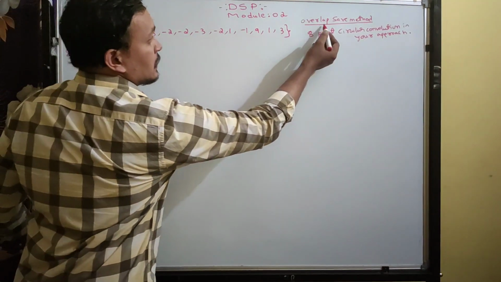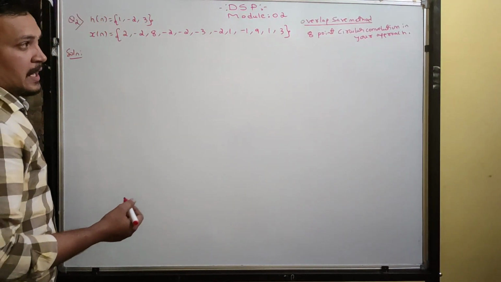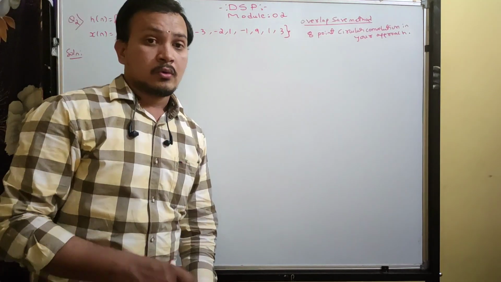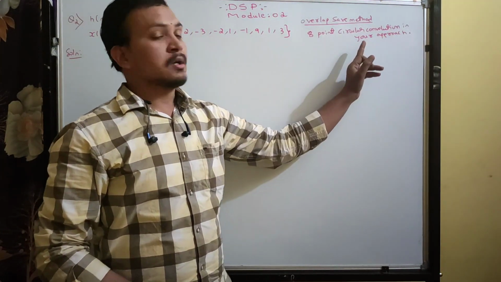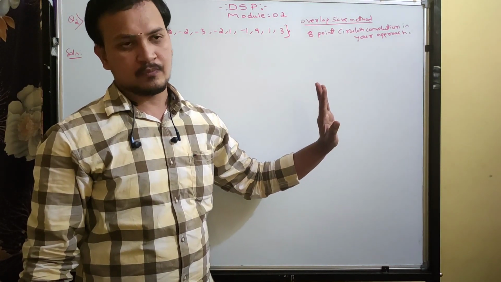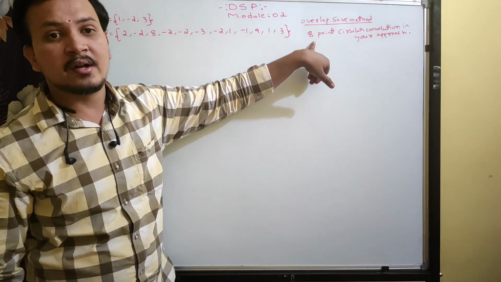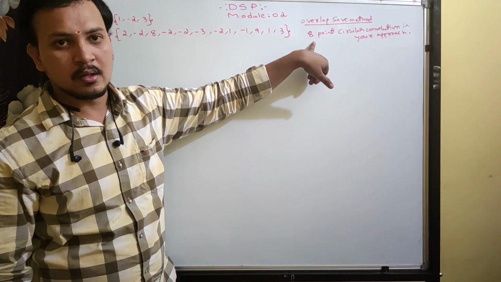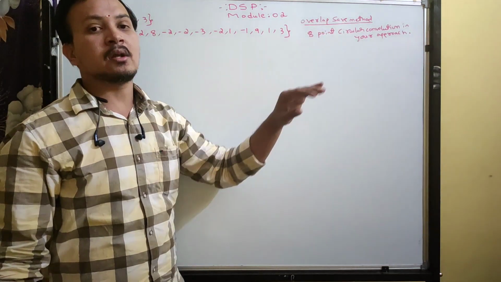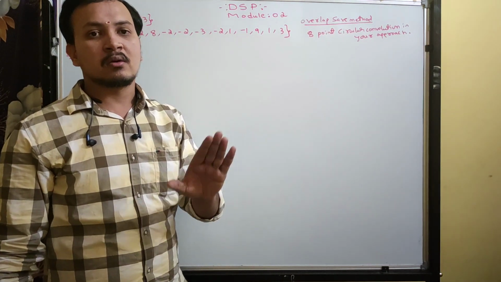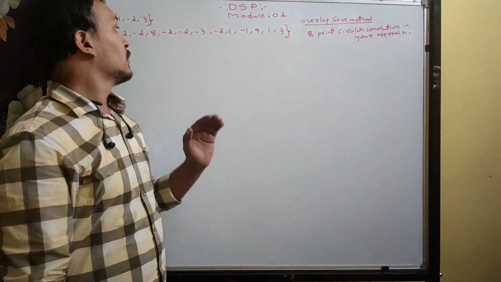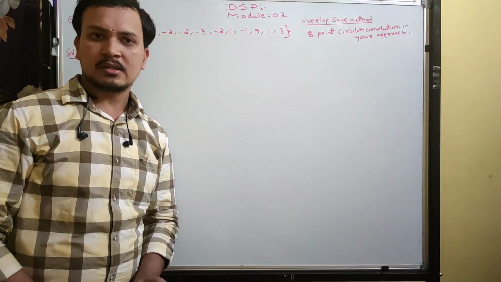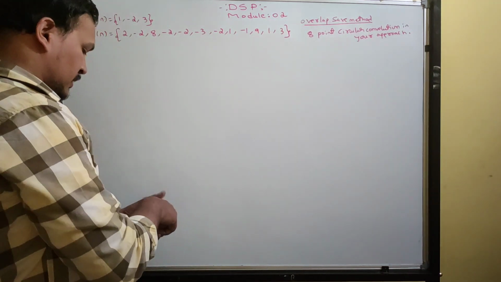Using the overlap save method, they asked that you must use 8-point circular convolution in your approach. You must perform 8-point circular convolution. It means whether it is the overlap add method or the overlap save method, we are doing circular convolution to find the output of filtering a long data sequence.